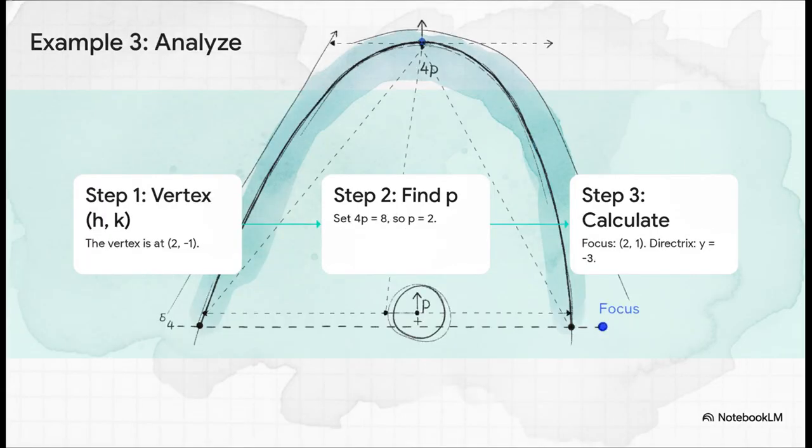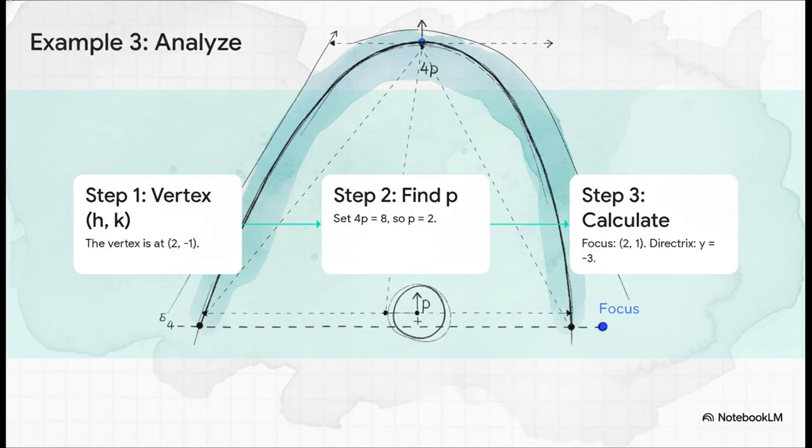All right, last example. And this one looks a little trickier because the vertex isn't at the origin. We've got x minus 2 squared equals 8 times y plus 1. First things first, let's pull the vertex h,k right out of the equation. And here's the key. You have to flip the signs you see. So the vertex is at positive 2, negative 1.